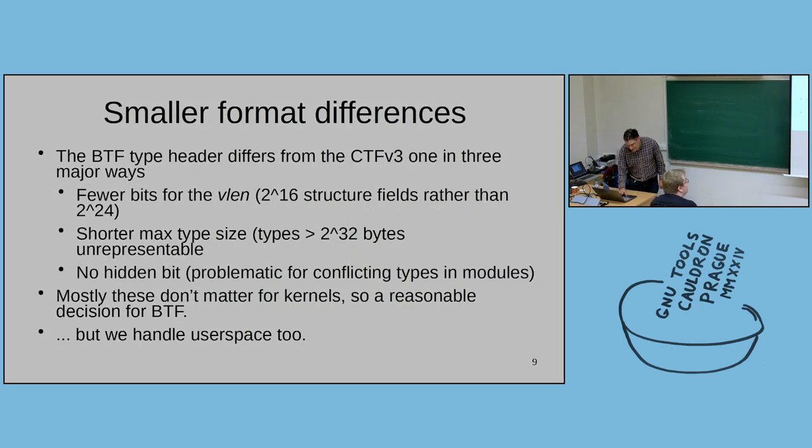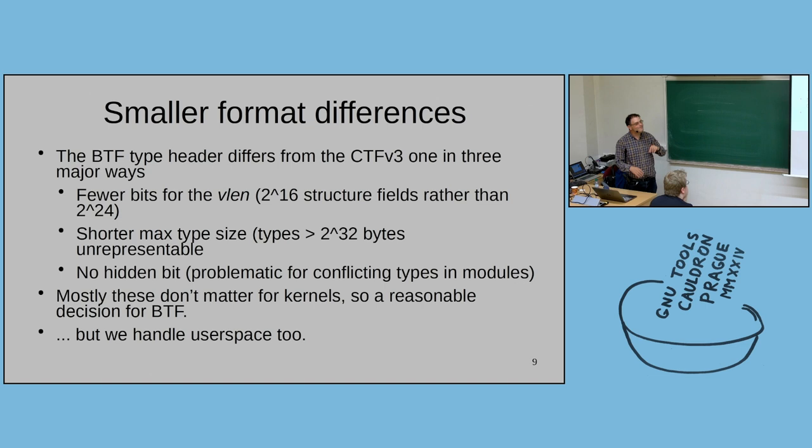There are some piddly format differences, some of which are quite disruptive. Because they were independently expanded from the Solaris era, the various length limits of the formats are different. The vlen, which is the variable length section after the type entry in the type table, has a different maximum size, which affects the number of structure fields in compiled code. You can't have more than 65,535 fields in a kernel structure, but there are things in user space with more. Max type size: is it likely that you'd find a type more than 2 gigabytes in the kernel? I didn't think so, but they really are like that in user space.